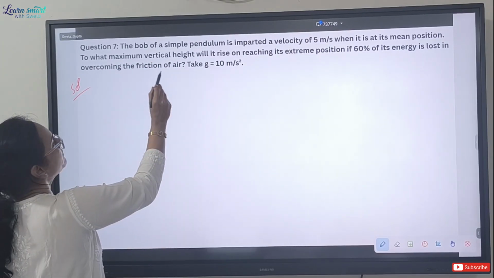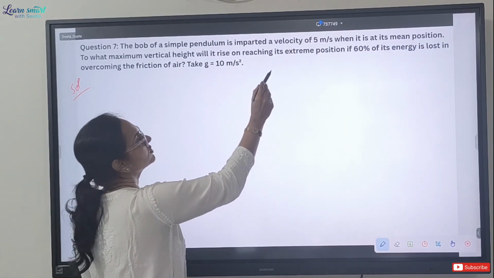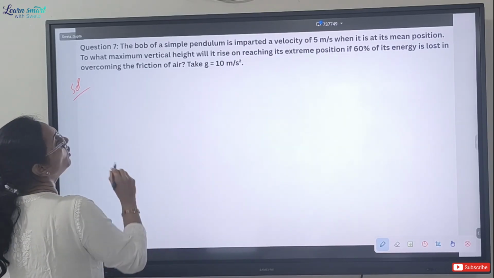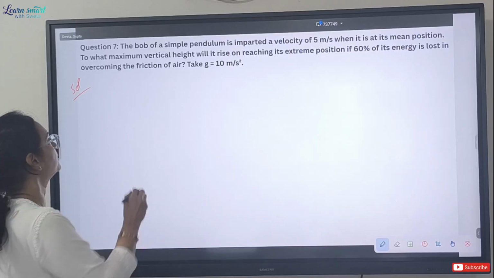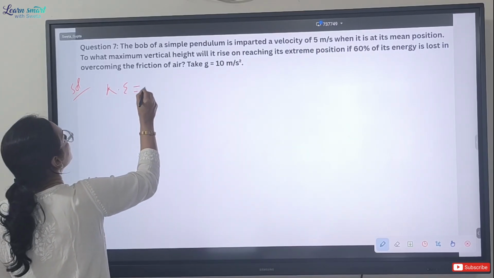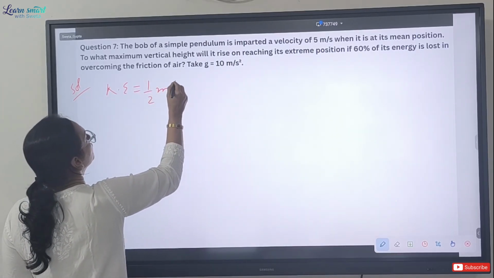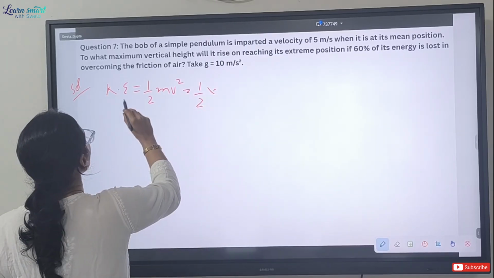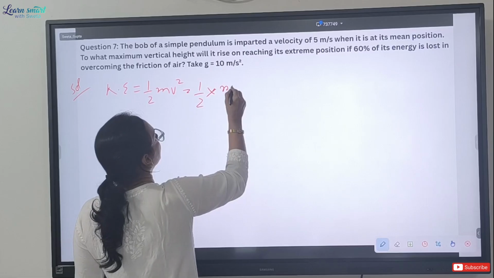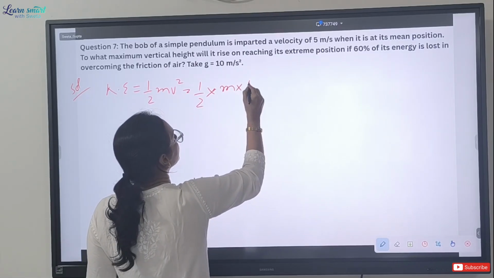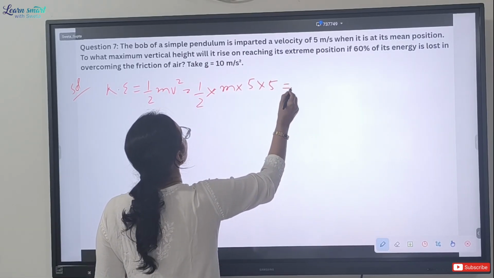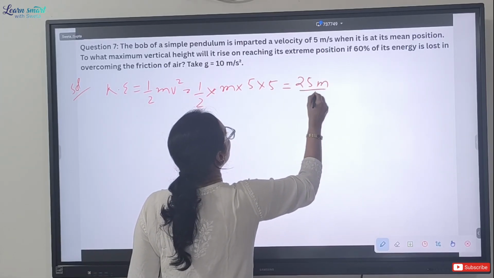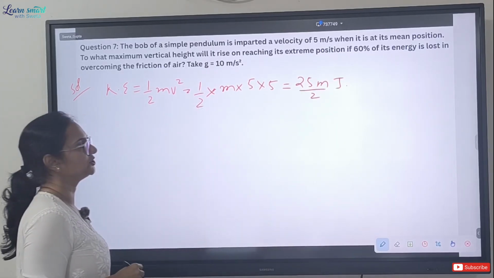It says the bob of a simple pendulum is imparted a velocity of 5 meters per second when it is at its mean position. So we can calculate the kinetic energy. Kinetic energy will be half mv square, which is half into, mass is not given, so we will take it as m, and velocity 5 meters per second, so into 5 into 5. So we will get 25 m upon 2. This is the kinetic energy.